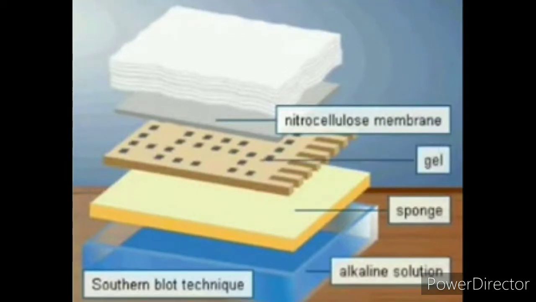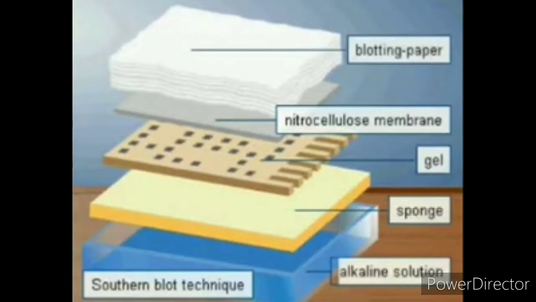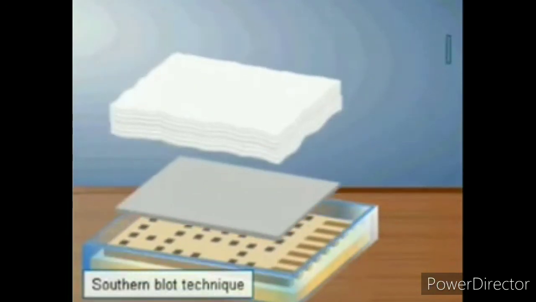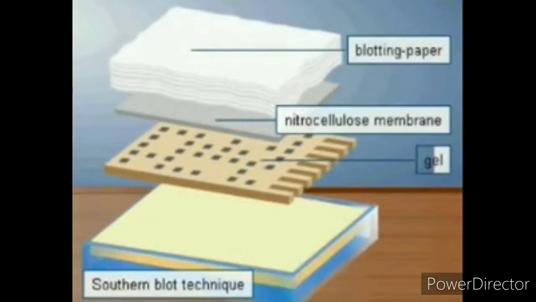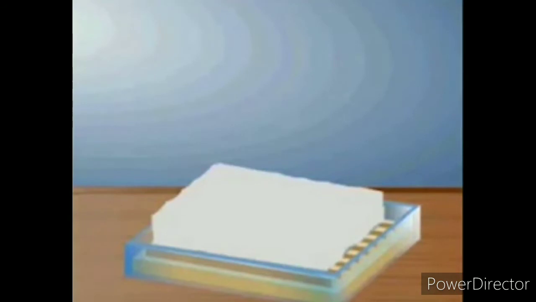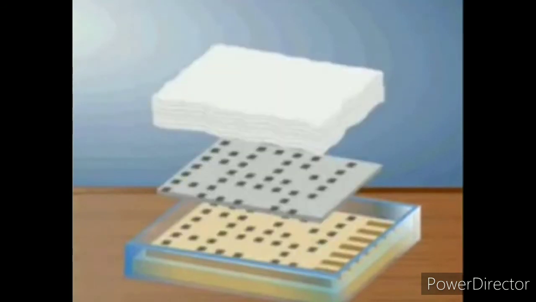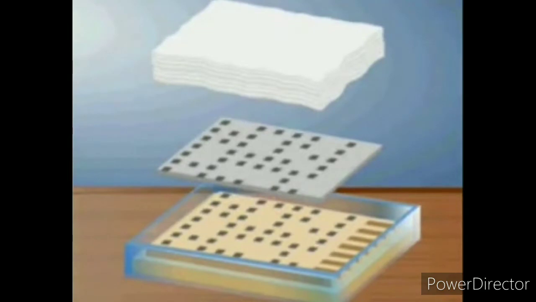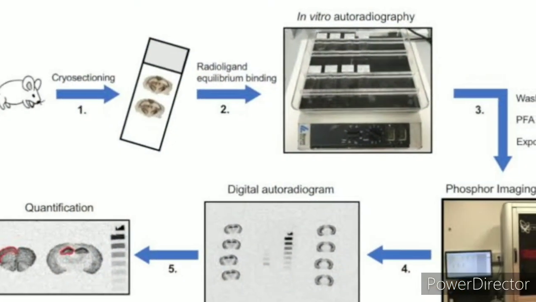In this process, a sponge is placed in an alkaline solution. Here, sodium saline citrate is used. Above that, the electrophoretic gel, the nitrocellulose membrane and layers of blotting paper are placed in a tray. The sponge absorbs the alkaline solution, which is sucked up by the layers of paper. As the solution passes through the gel, the DNA is denatured, and single-stranded DNA is trapped and fixed in the nitrocellulose membrane. This DNA is hybridized with a nucleic acid probe and can be detected by autoradiography.